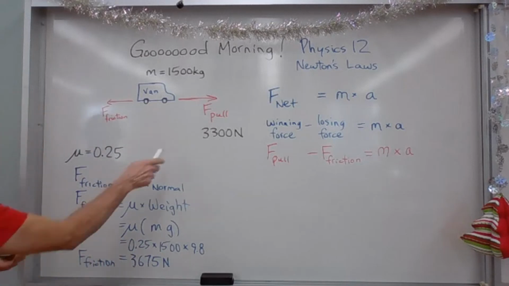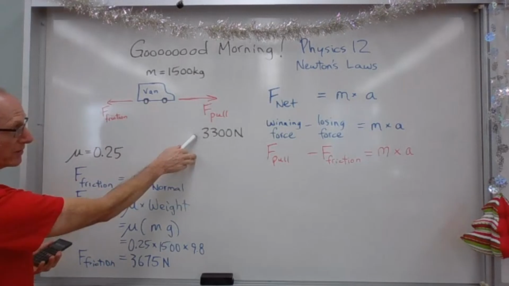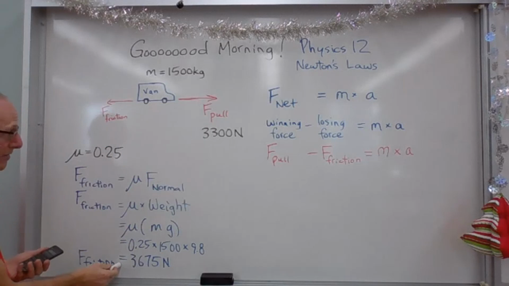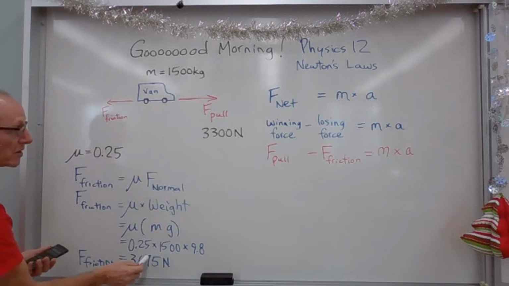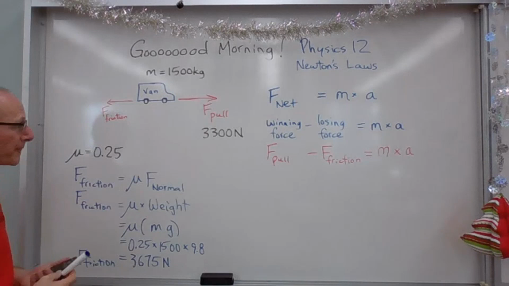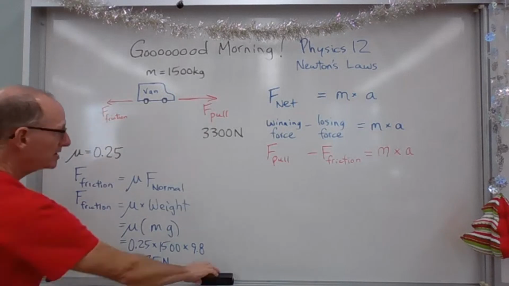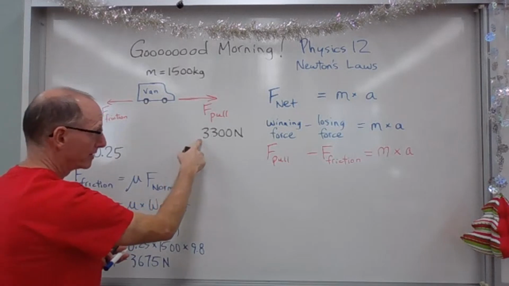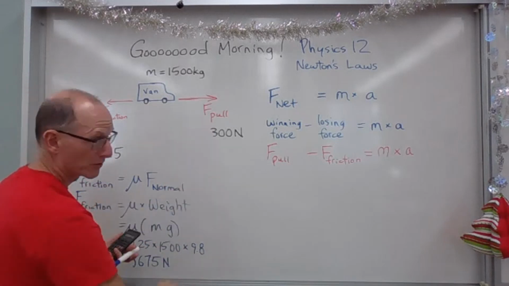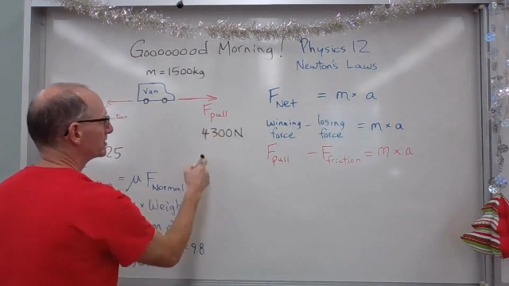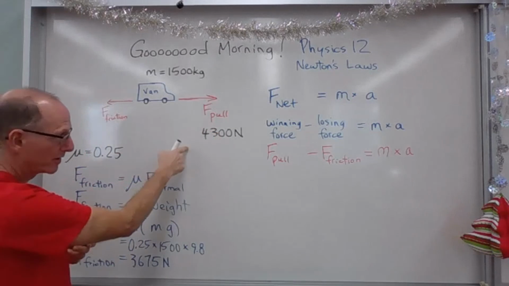So if this was the situation and we really had a tow truck pulling with 3,300 newtons, and we have a force of friction of 3,675 newtons, the friction would be greater than the pulling force and nothing would happen. It wouldn't move. So I will take the liberty of saying that the pulling force here isn't 3,300. Let's say it's 4,300. So the tow truck pulls with 4,300 newtons.